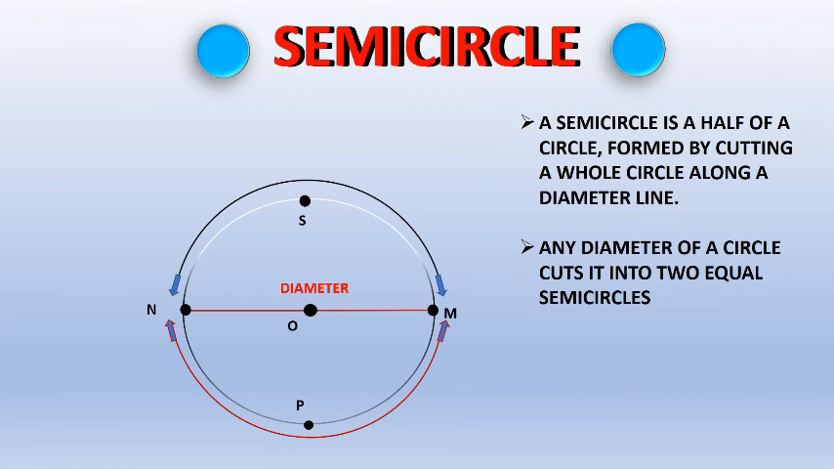So basically this diameter divides this circle into two equal halves, and a semicircle also has an arc. So if we talk about the upper semicircle, it has arc NSM, and if we talk about the lower semicircle, it has another arc, that is NPM, as you can see in the figure.